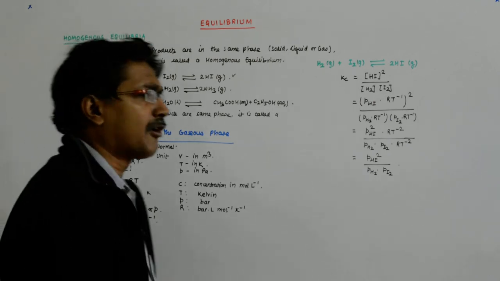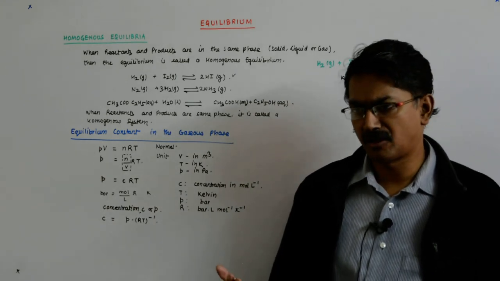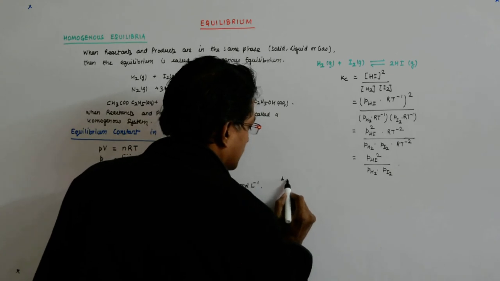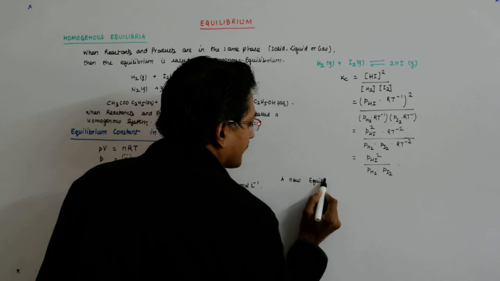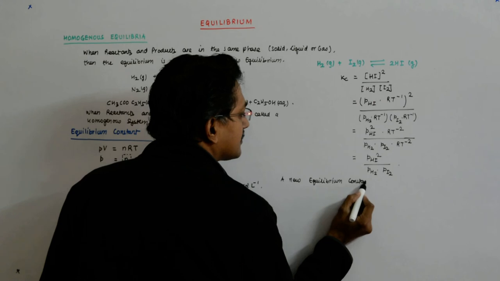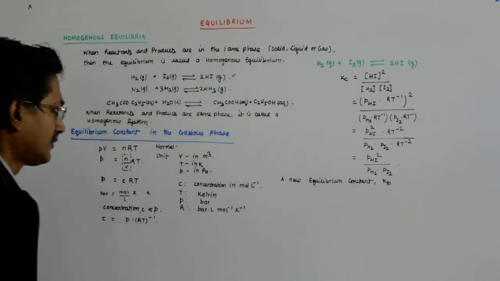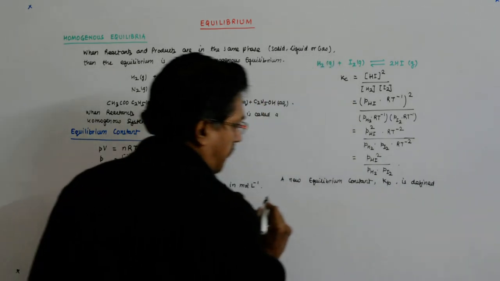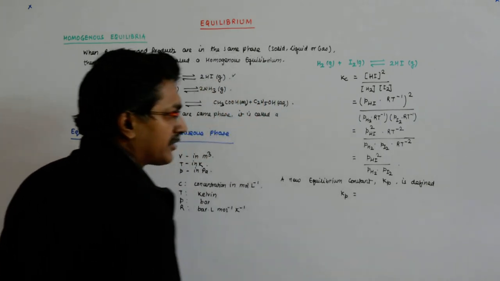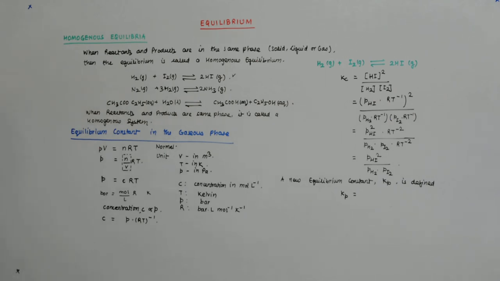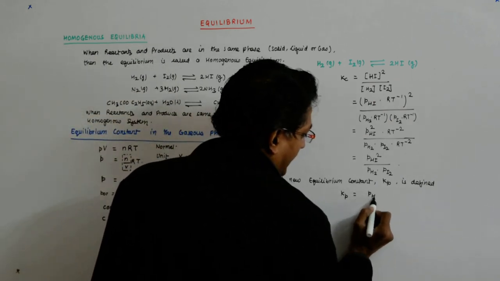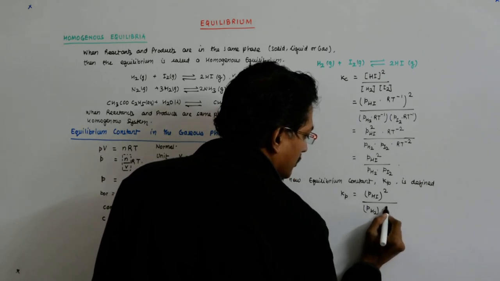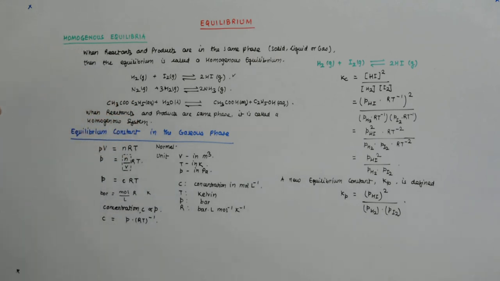Now, for the gaseous systems, we define a new equilibrium constant if you are dealing with pressures. So we call that a new equilibrium constant Kp, which is defined as follows. Kp is equal to, you simply deal with pressures, so PHI whole squared upon PH2 into PI2. Is it not?